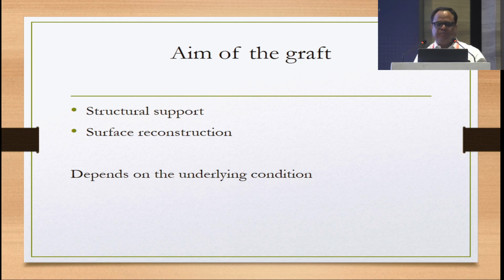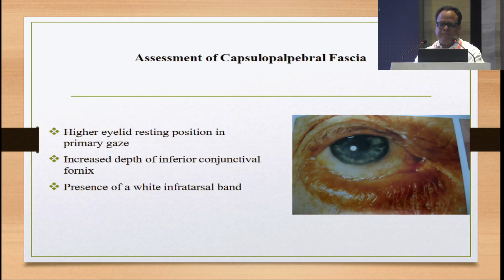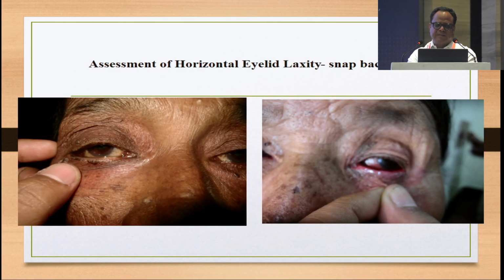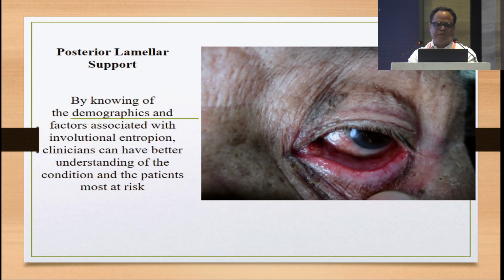The aim of the graft should be, one, structural support and, two, surface reconstruction. As I mentioned earlier, surface reconstruction is very, very crucial for protection and for tear film stability. Assessment of the capsulopalpebral fascia is another important point, especially if there is a defect, basically in case of infection and scar. And assessment of horizontal laxity is also needed to decide all those points.